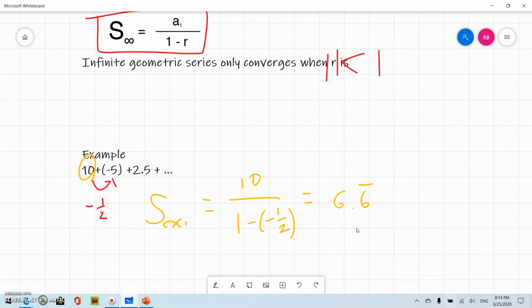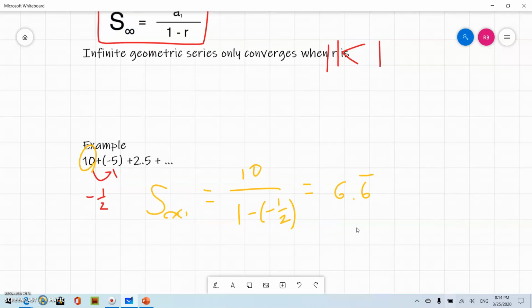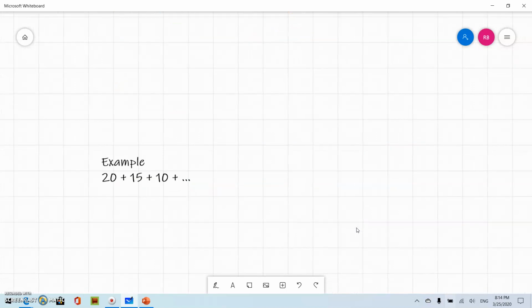Yeah, something doesn't seem right, does it? Oh, no, it does, because there is a negative. It's going negative.